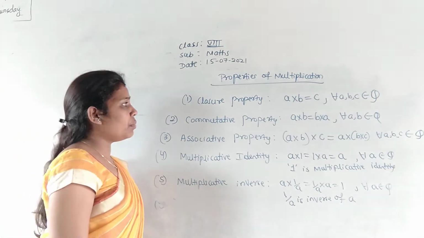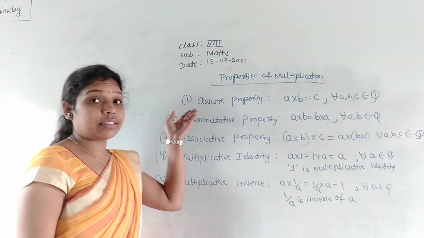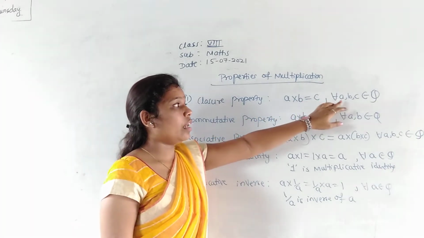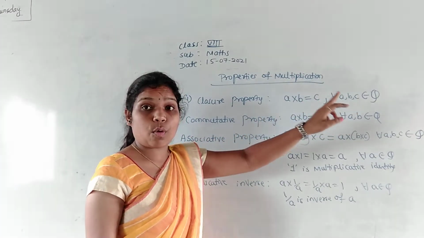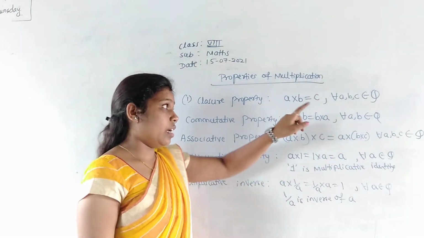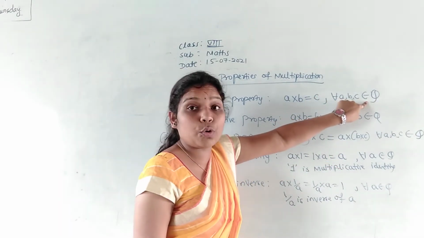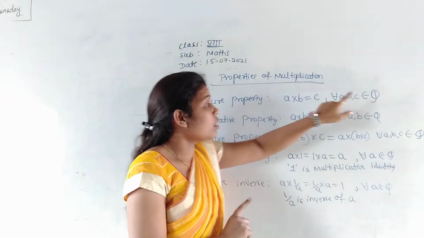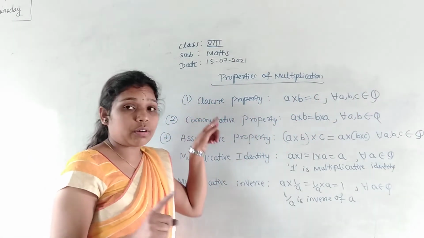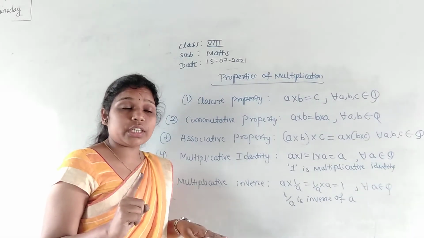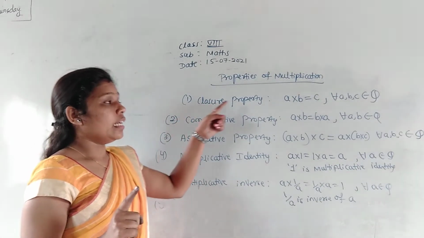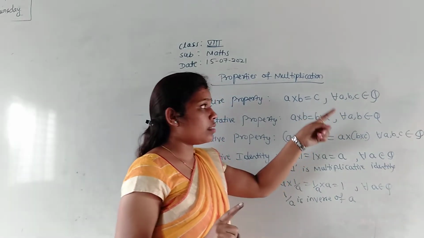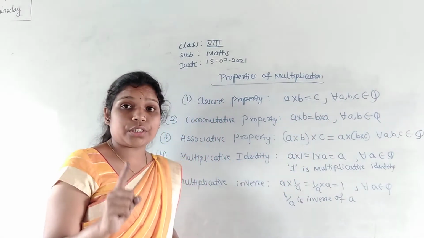See here. The first one is the closure property, that is A into B is equal to C here, for all A, B, C belonging to what? Rational numbers. See here once again, capital Q means it is the rational numbers. Does everyone understand? So what is the first property here? Closure property. In closure property, A into B is equal to C, for all A, B, C belonging to rational numbers.